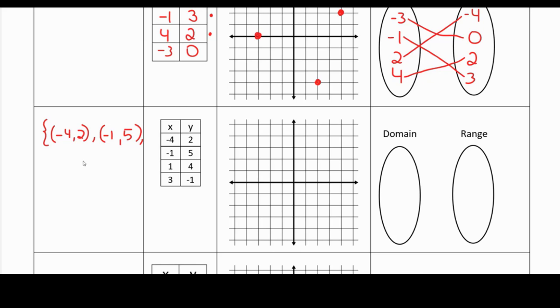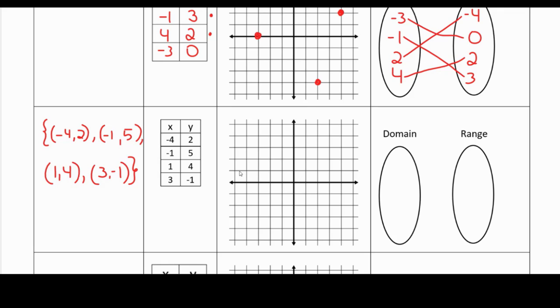And since I don't have a space here, I'm going to write over here underneath. And my next pair is 1, comma 4, comma. And the next pair is 3, comma negative 1. And then I close parentheses.